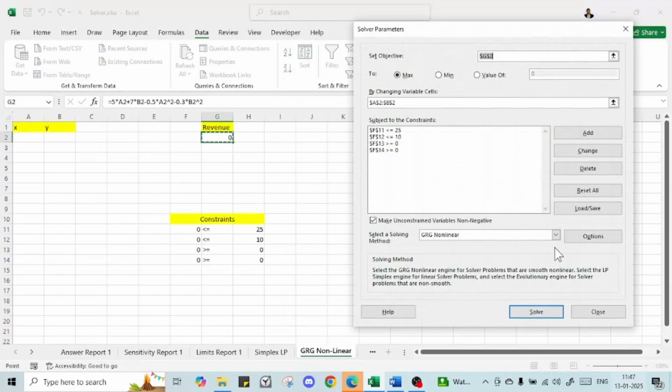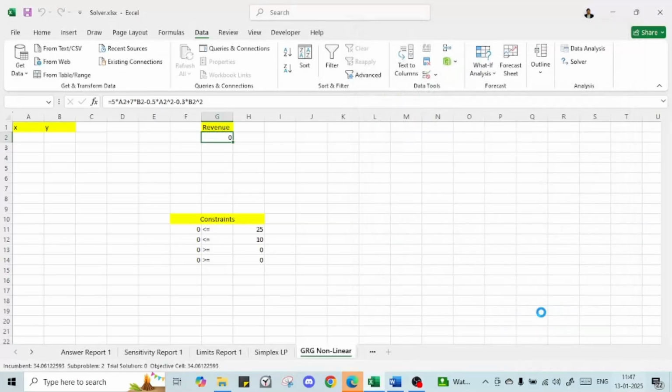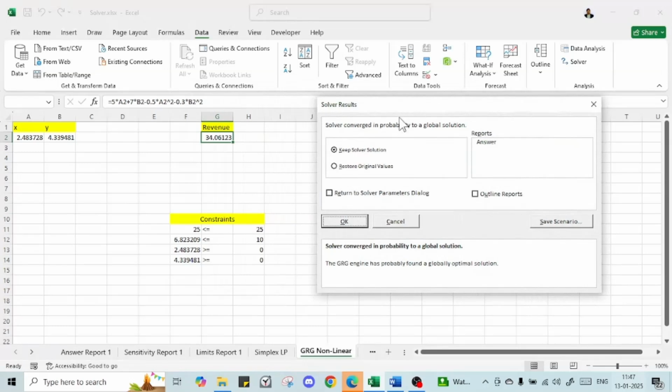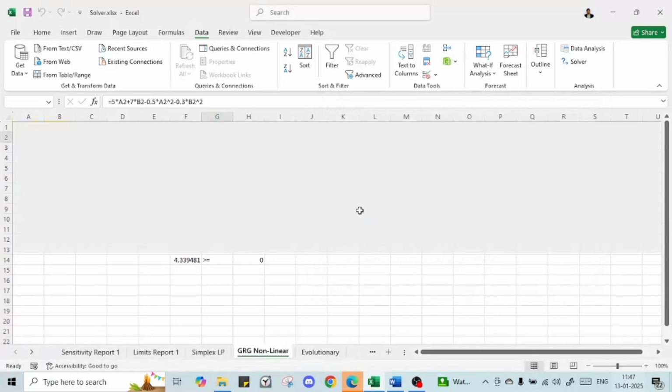And now after selecting this, we select the algorithm, and now we are here to solve, so that we get a solution which satisfies all these constraints and maximizes the revenue. The revenue which is generated is 34.06123 with these x and y values respectively. So you can click on Answer and say OK, so that the report is being generated.